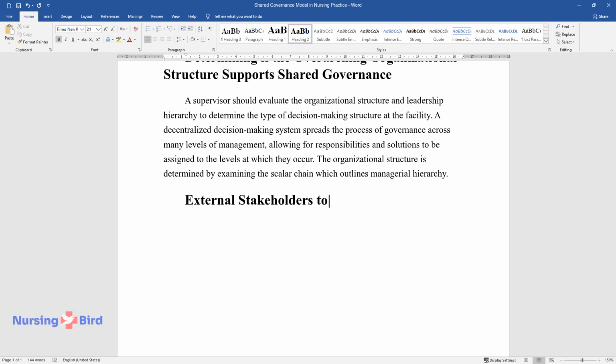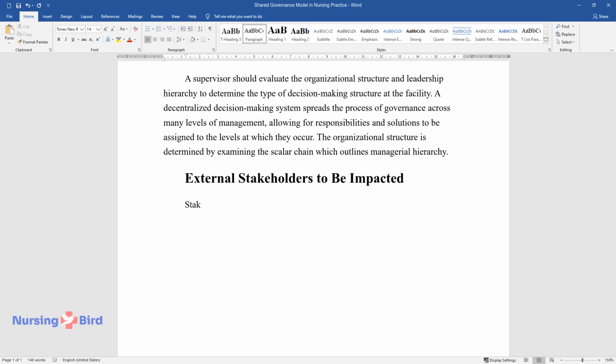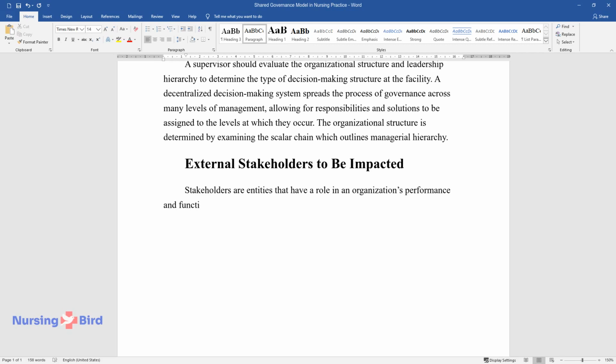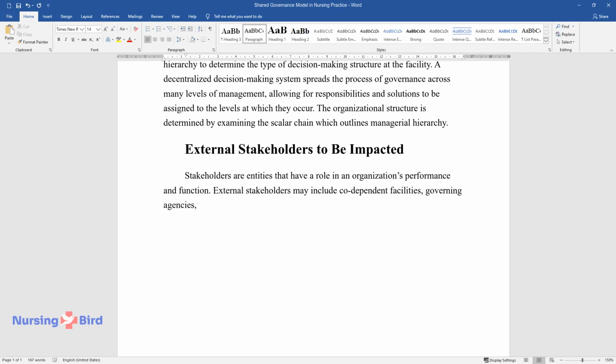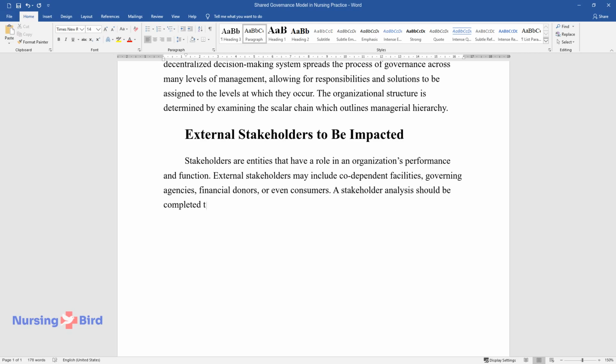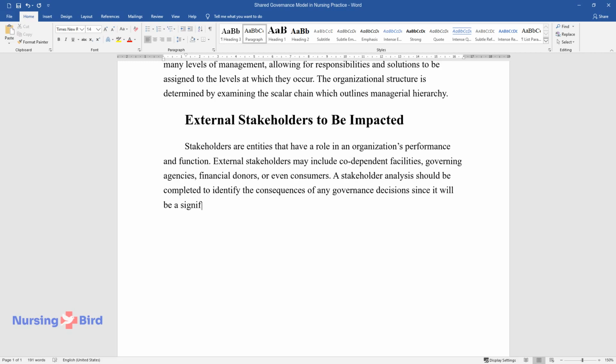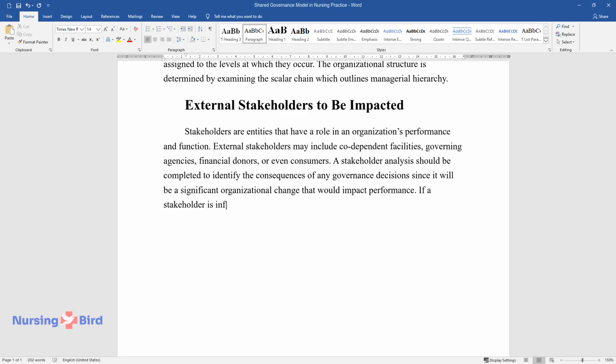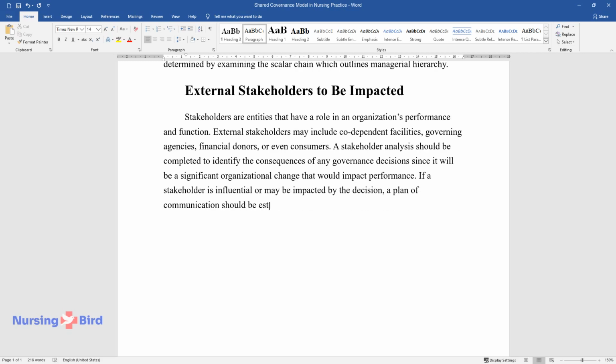External stakeholders to be impacted. Stakeholders are entities that have a role in an organization's performance and function. External stakeholders may include codependent facilities, governing agencies, financial donors, or even consumers. A stakeholder analysis should be completed to identify the consequences of any governance decisions, since it will be a significant organizational change that would impact performance. If a stakeholder is influential or may be impacted by the decision, a plan of communication should be established to relay ongoing changes and determine their input.